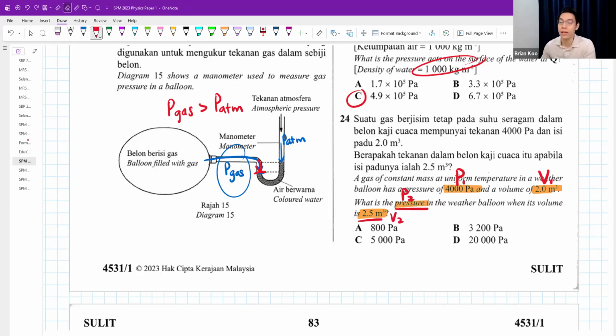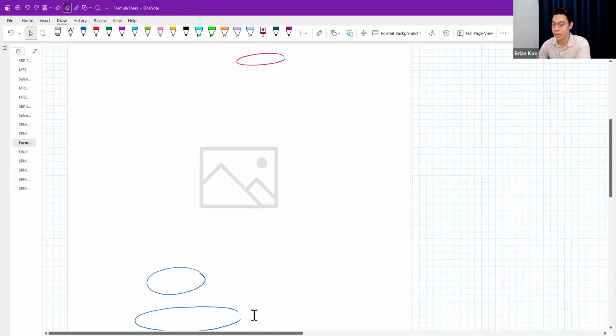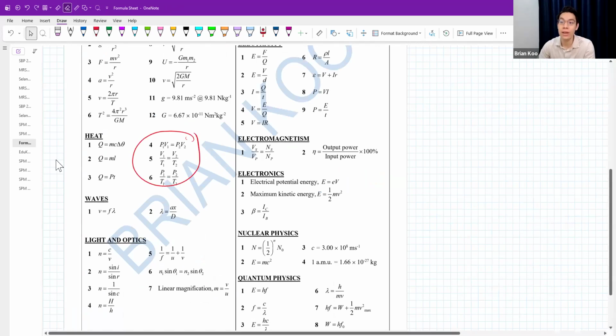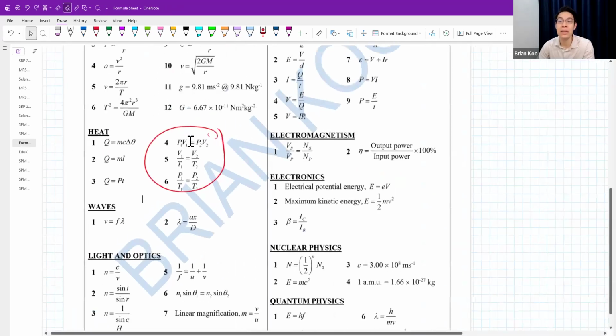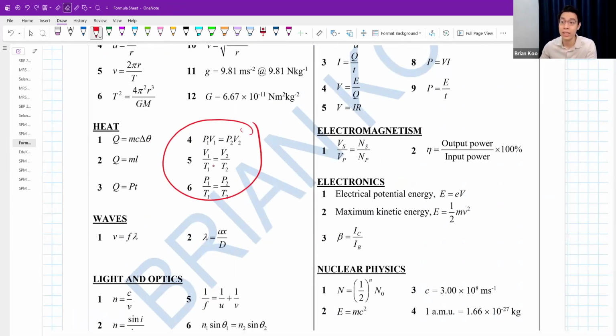Don't need to worry. You can find the formula in the heat chapter. If you got P and V, you use number 4, the one that is P and V in SPM. If you got volume and temperature, then you use the one with volume and temperature. But P and V, P1 V1 equals P2 V2.